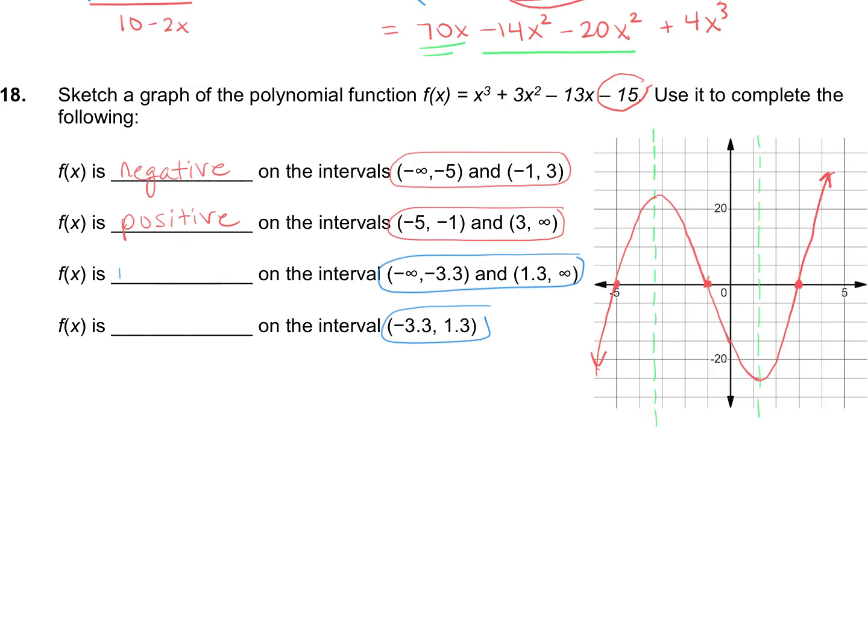So we are increasing on those intervals. And then what's happening between negative 3.3 and 1.3? Between negative 3.3 and 1.3, our function is decreasing. All right, there's the end of our ticket to retake review.